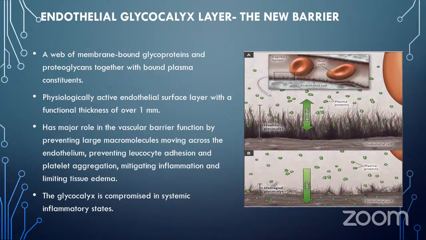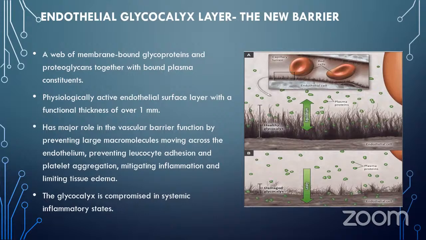So what is this endothelial glycocalyx? How important is it for understanding fluid resuscitation? Basically it is a layer in the endothelial lining, which covers the endothelial lining, and is composed of a web of membrane-bound glycoproteins and proteoglycans together with bound plasma constituents. It is a physiologically active endothelial surface layer with a functional thickness of over 1 mm.